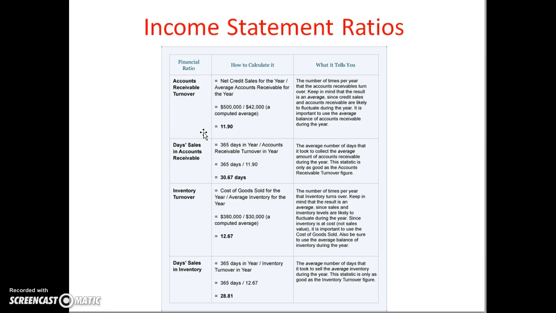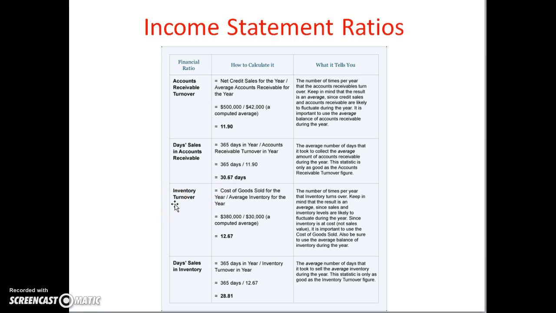Next, we can look at the days sales in accounts receivable. So there's 365 days in a year, and you divide that by the accounts receivable turnover in the year. And in this example, we will come up with 30.67 days. So that means the average number of days that it took to collect the average amount of accounts receivable during the year. This statistic is only as good as the accounts receivable turnover figure.